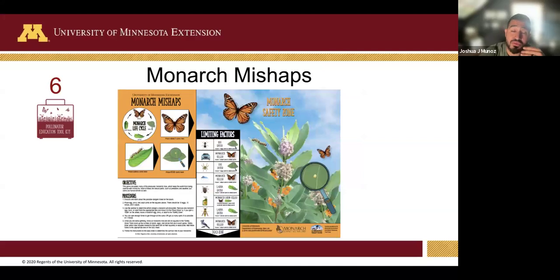Monarch Mishaps is the other one that takes a little longer than most. It's an easy way to start learning how to collect data, with very easy math, and it gives you all the instructions. You get 10 cards each of the adult butterfly, the egg, and the larva, and you spin through. You have a little spinner, and it lands on these factors, like a car.